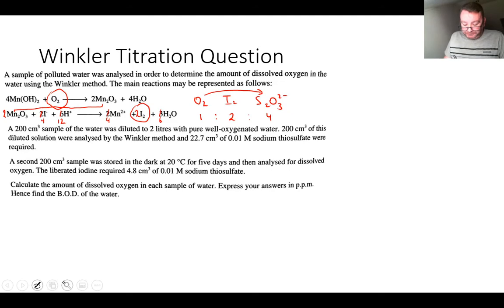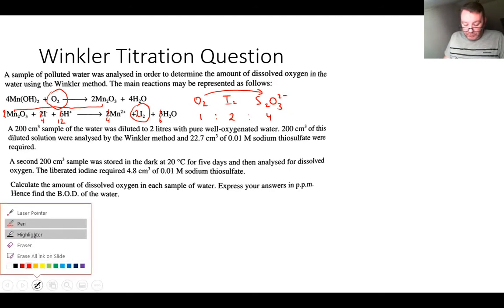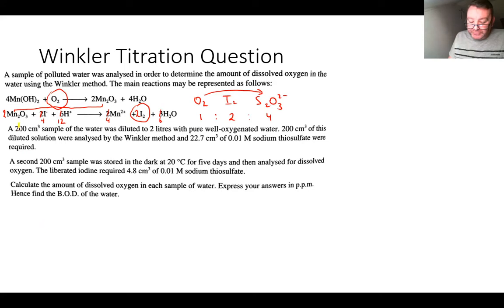So let's read on. And I'm going to highlight some of the terms as we move along. A 200 centimeters cube sample of water was diluted to 2 litres. And that's extremely important, because that means the answers we get will be 10 times diluted. So we have to bring them back to the original concentration. 200 centimeters cubed of this diluted solution were analysed by the Winkler method, and 22.7 centimeters cubed of 0.01 molar sodium thiosulfate were required. Okay. A second 200 centimeter cube sample stored in the dark, 20 degrees, 5 days.